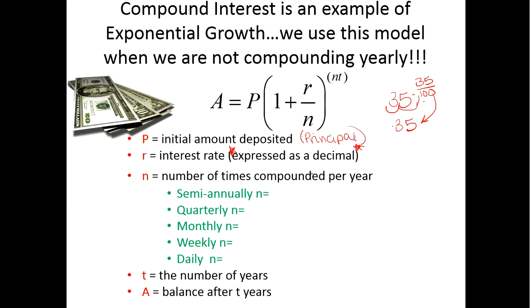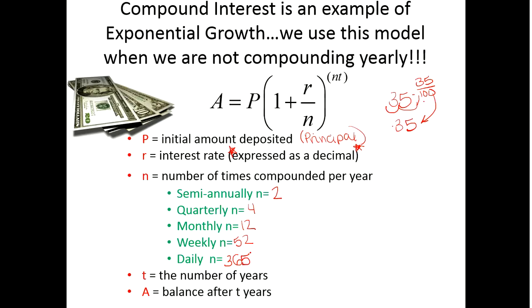N is the number of times compounded per year. Now, N can take different values depending on what the word is in the problem. So semi-annually, that is twice a year. So it's going to compound twice a year. Quarterly is 4, because there's 4 quarters. Monthly, 12 months. 52 weeks, and daily would be 365 compound.